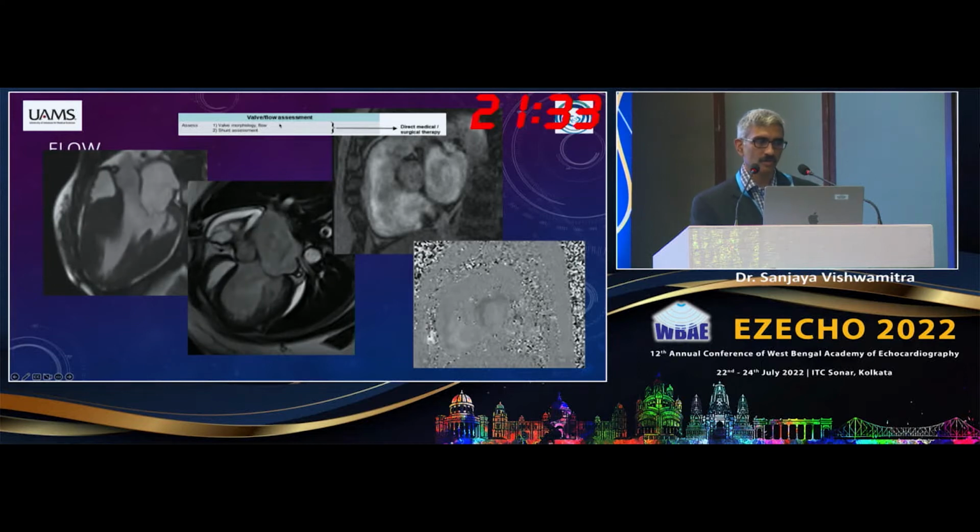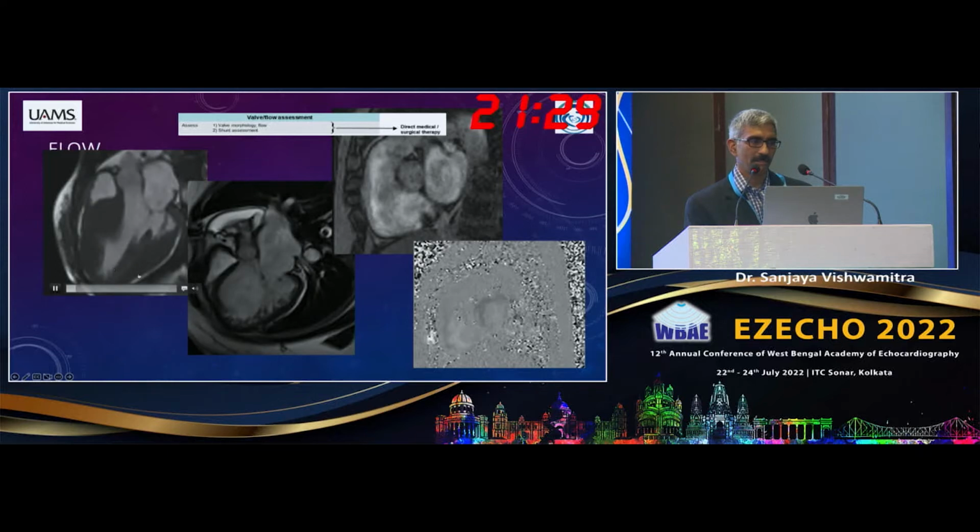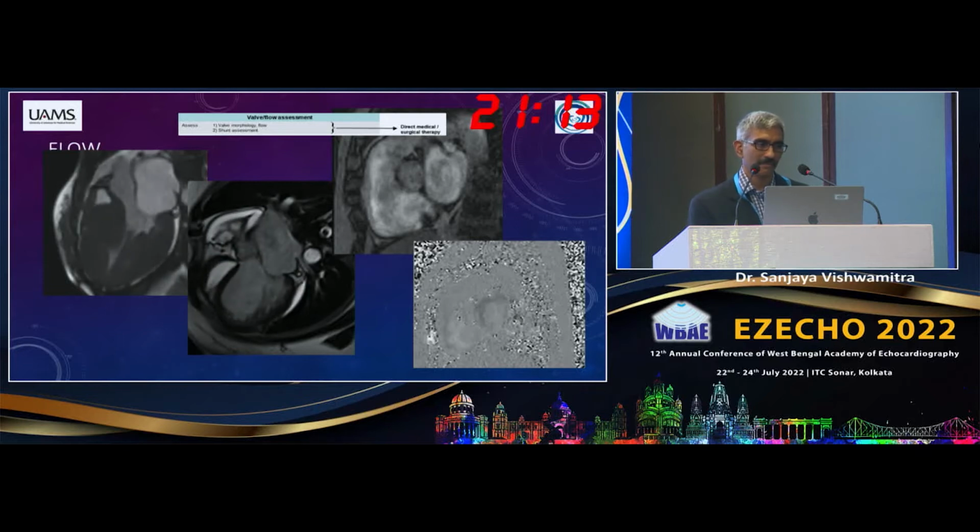Finally, you can always do valve flow and valve assessment. This is a nice example of hypertrophy of the left ventricle, and you can see the anterior systolic motion of the mitral valve. And not only do you see that, you can also see this jet that you get in the subaortic region consistent with an obstructive subaortic stenosis in this patient with hypertrophic cardiomyopathy.